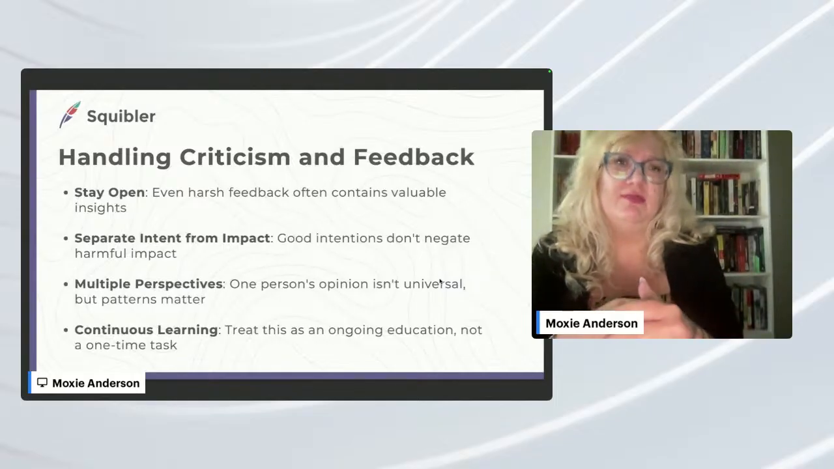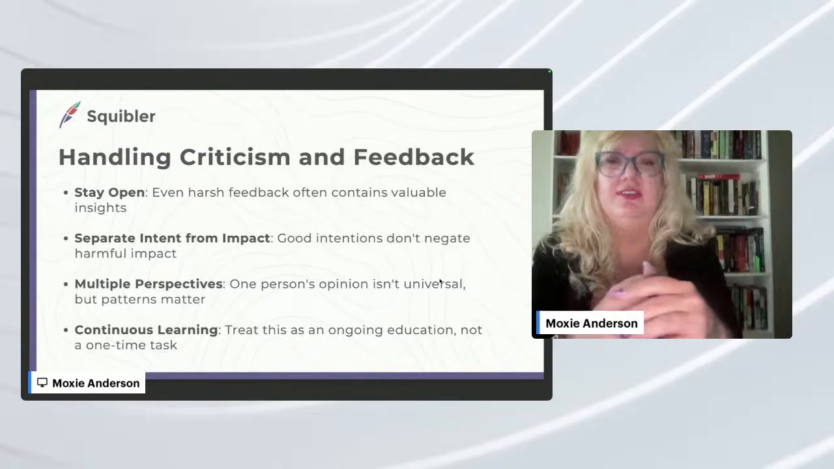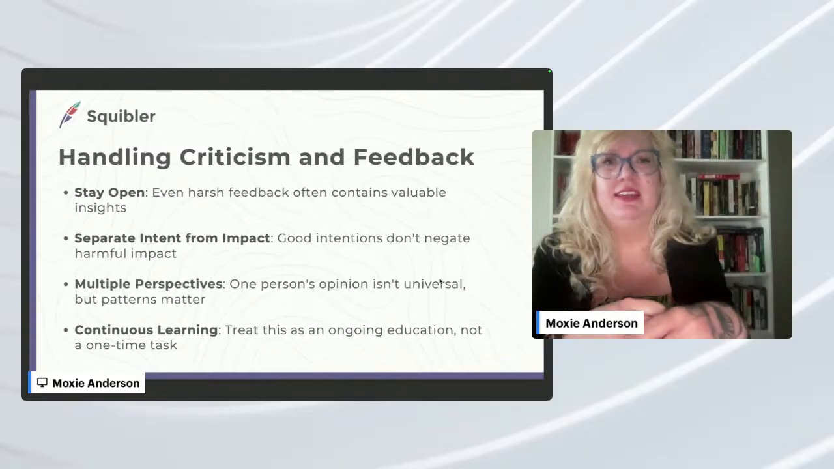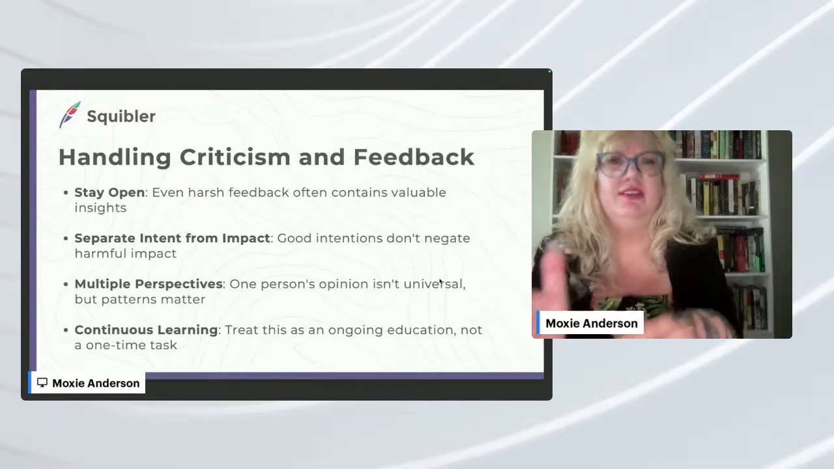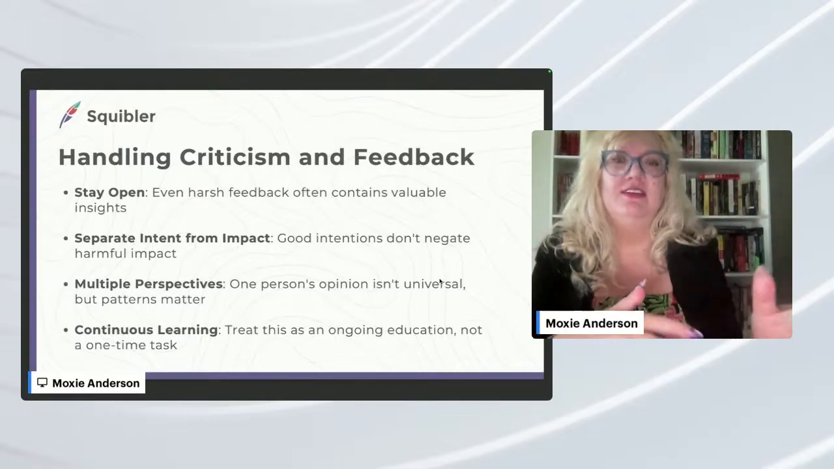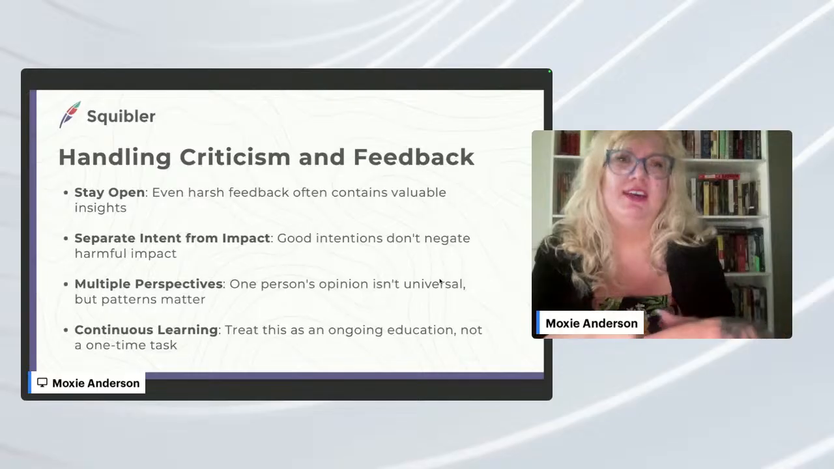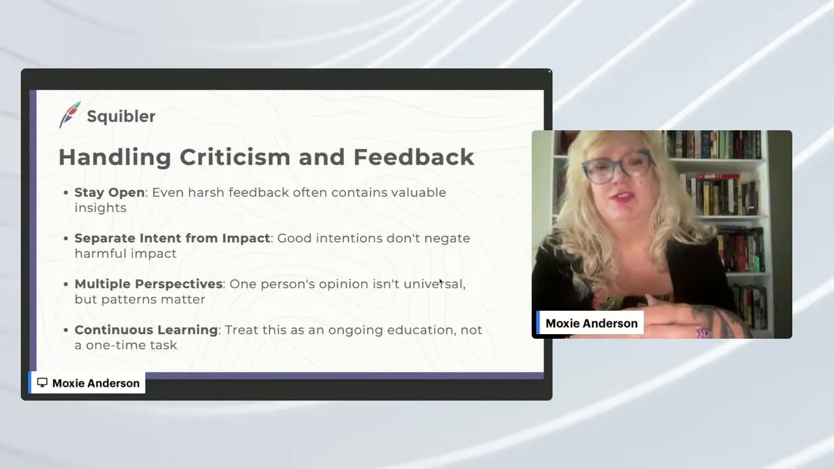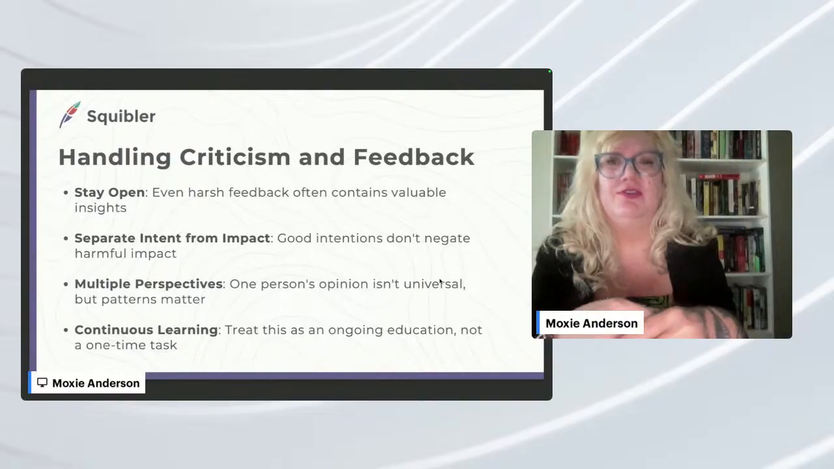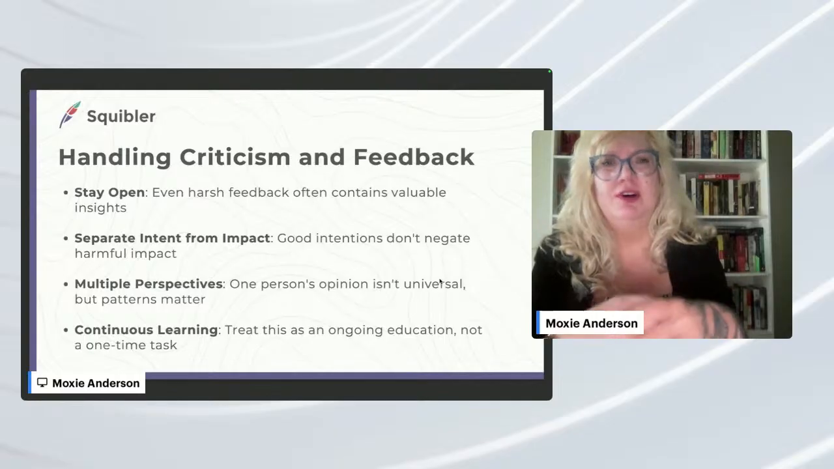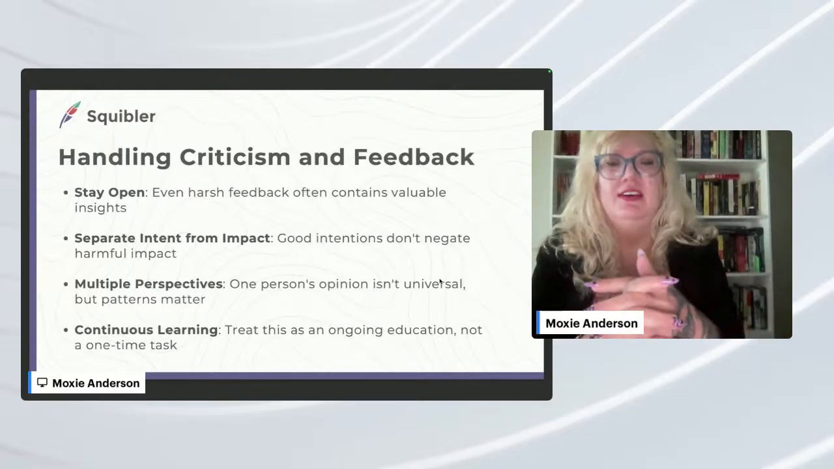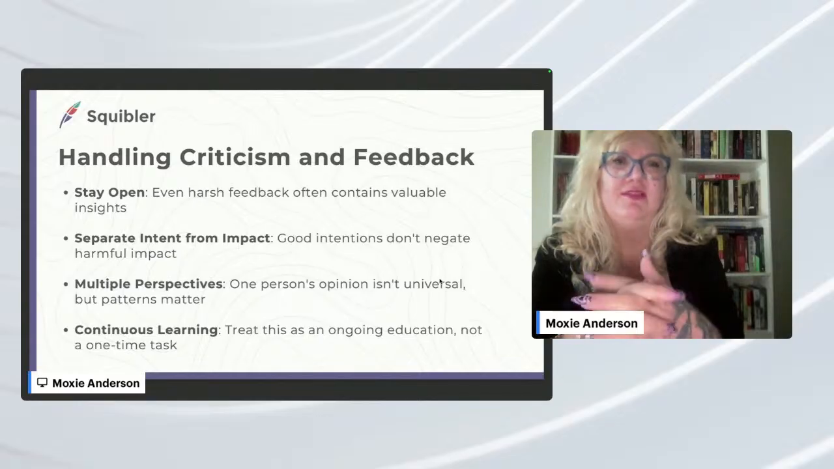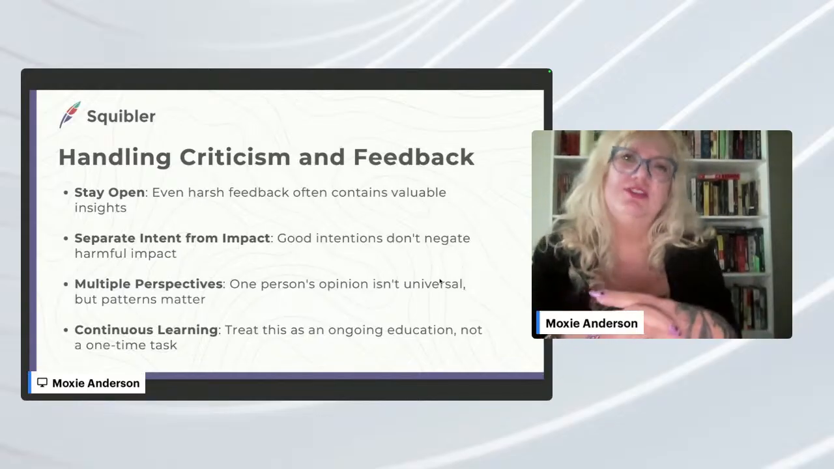Your ways to handle criticism and feedback, of course, are to stay open to criticism. Even harsh feedback often contains valuable insights. You want to separate your intent from your impact. Just because you have good intentions in including a character doesn't mean that it might not have a harmful impact to people that are members of that community. Try to get multiple perspectives if you can. One person's opinion isn't universal, but if you have patterns, you should pay attention. And try to be open to ideas and learning continuously. You want to treat your experience with a sensitivity reader as ongoing education, not just a one-time task.